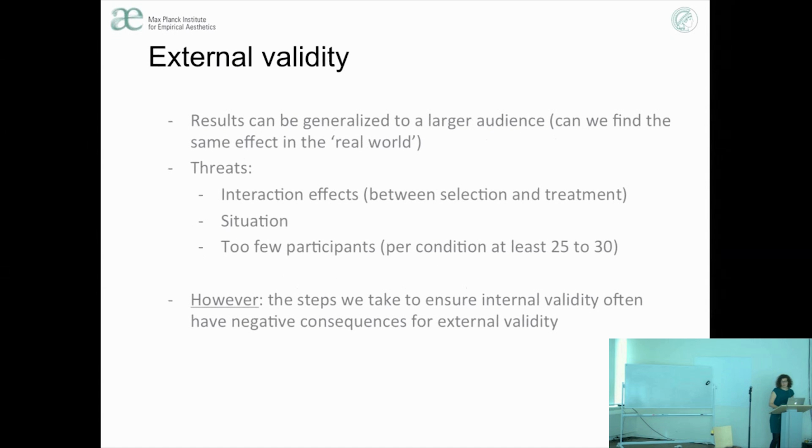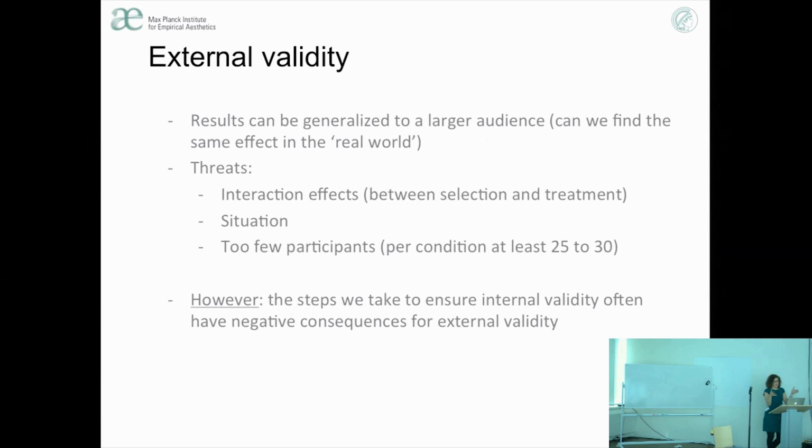Okay, external validity. Your experiment is externally valid if your results can be generalized to a larger audience. So if we can find the same effect that you found within your study in the real world, so to say. Interaction effects, so these are, again, threats to external validity. The first one would be interaction effects between selection and treatment. So the example that I just gave about this group of people responding homogeneously to the question of whether it is important that kids read, that is a good example of that kind of threat.